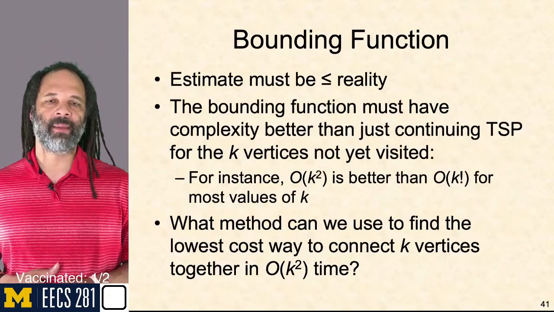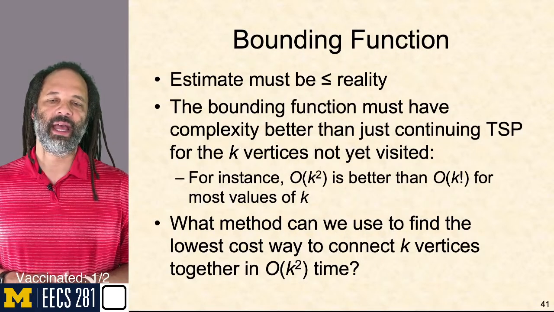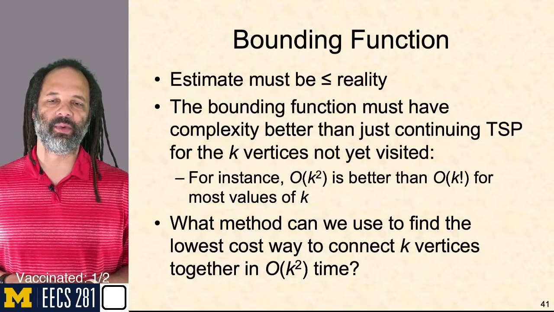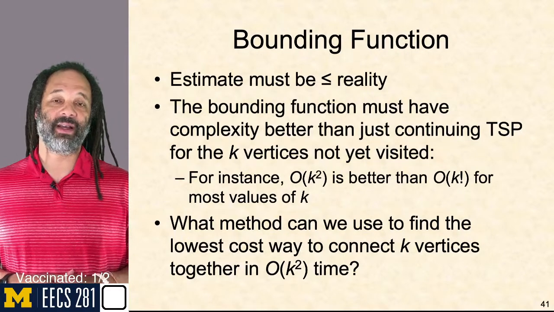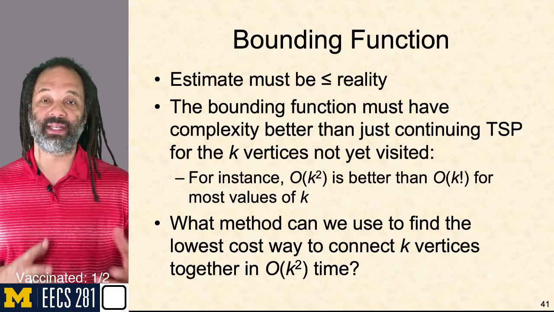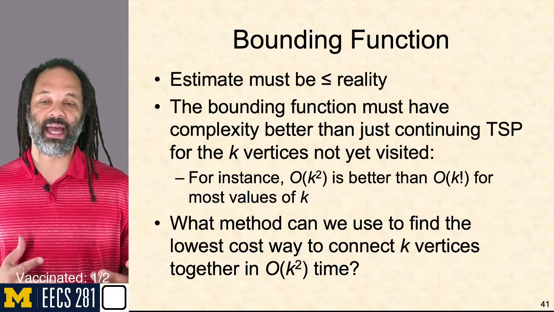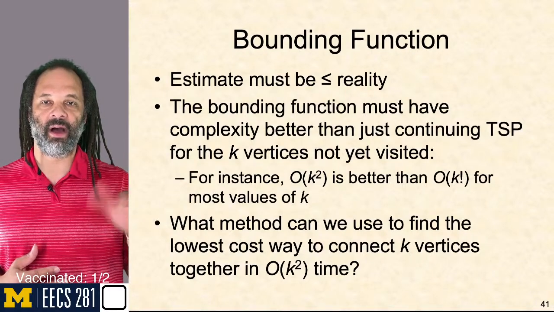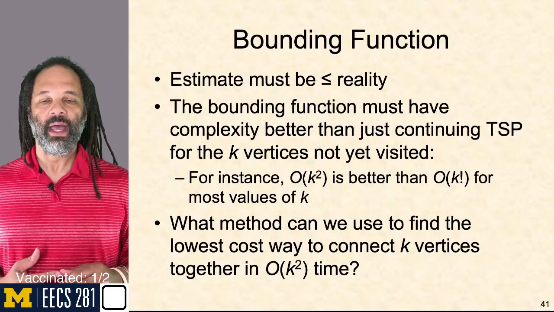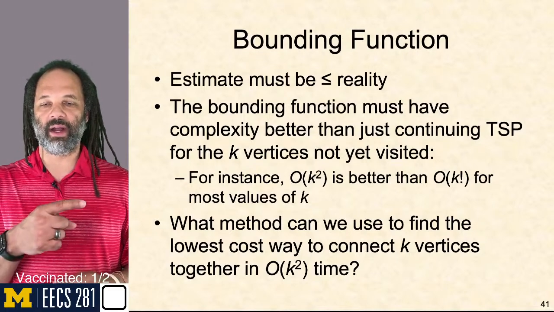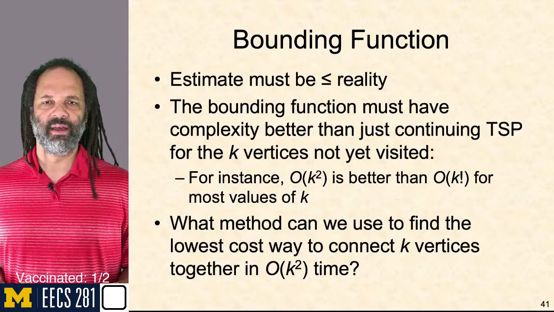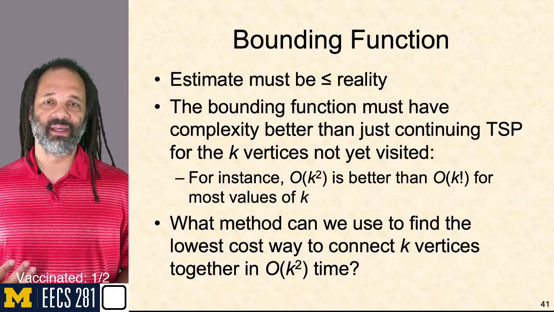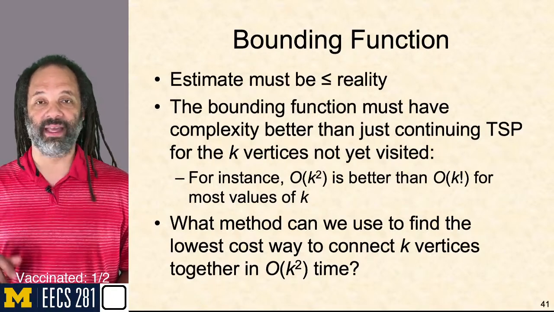How do I come up with this? My bounding function I mentioned, the estimate has to be less than or equal to reality. It must have a complexity better than just doing the TSP, right? The rest of the work that I have to do for my K vertices, it's K factorial to try all of them in all of the different ways that I could do it. So if I do some work that's maybe K squared or even K cubed, for a lot of K, K cubed is still far better than K factorial.